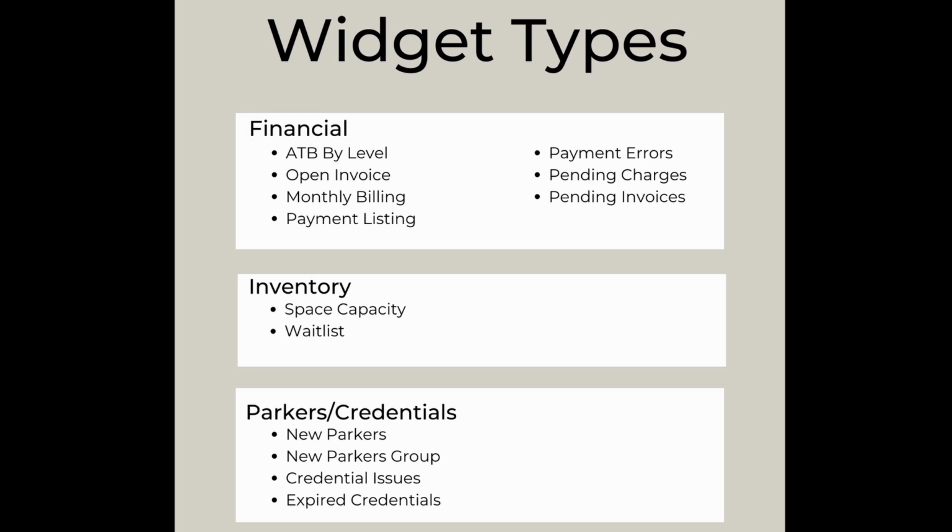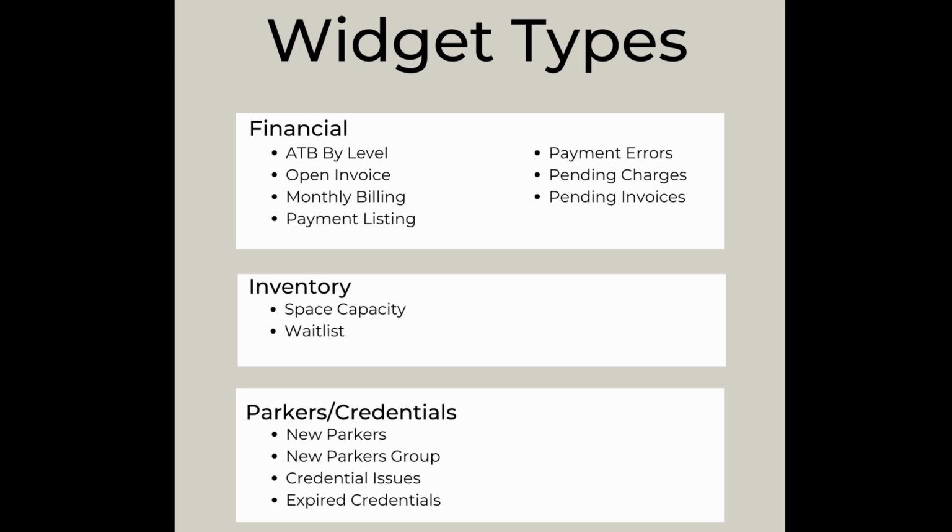Zephire's 13 widgets can be sorted into 3 categories that include financial, inventory, and Parker and credential information. The ATB by level widget is a financial report that gives a snapshot of the age trial balance at a specific location. Zephire also offers widgets that display open invoices, monthly billing information, payments posted and payment errors, as well as pending charges and invoices.